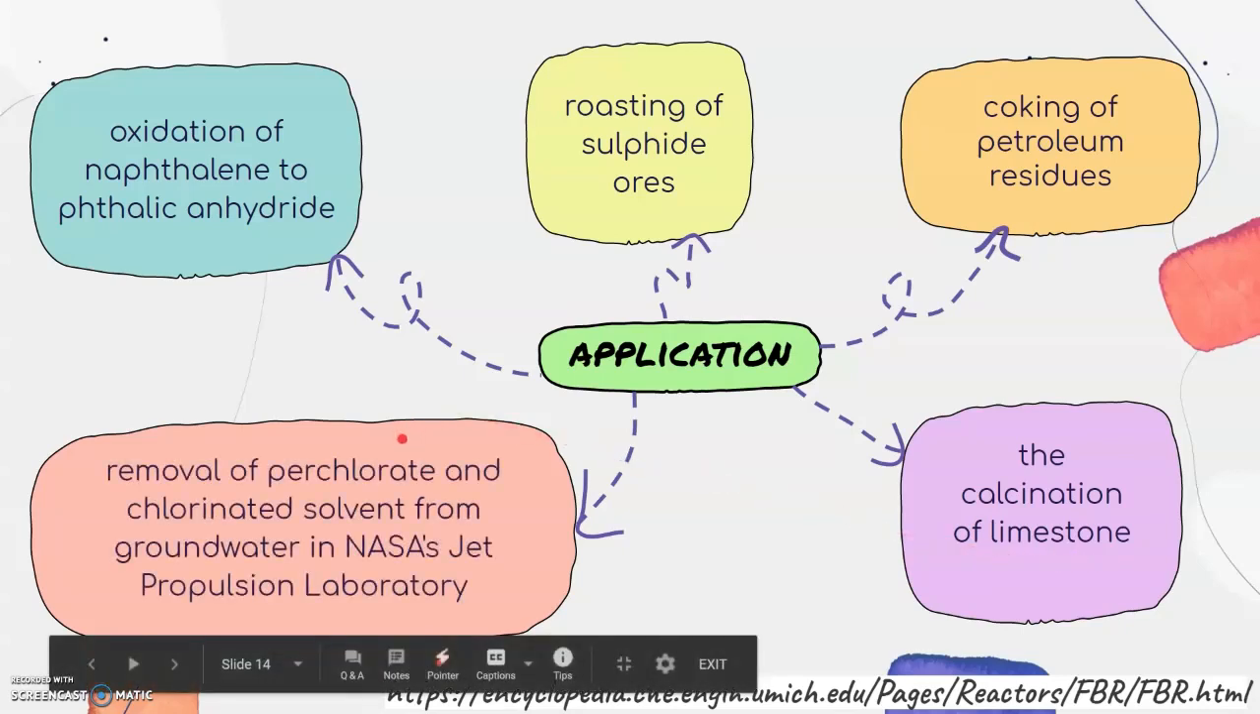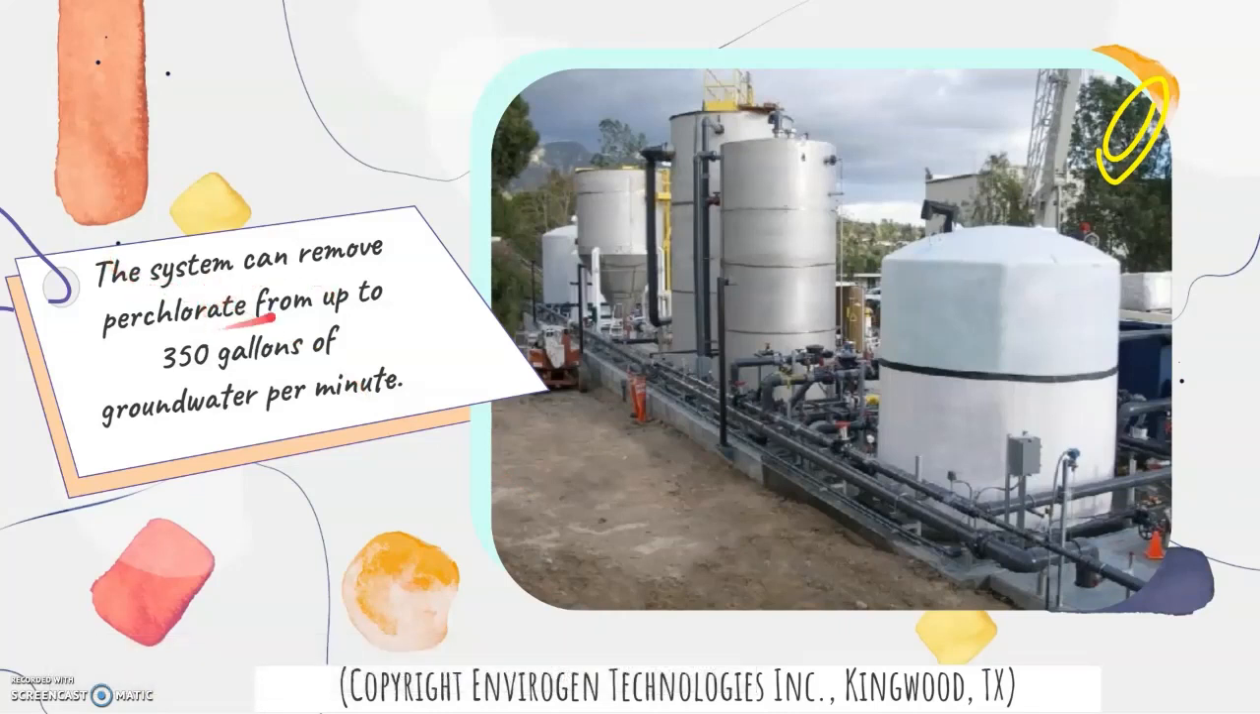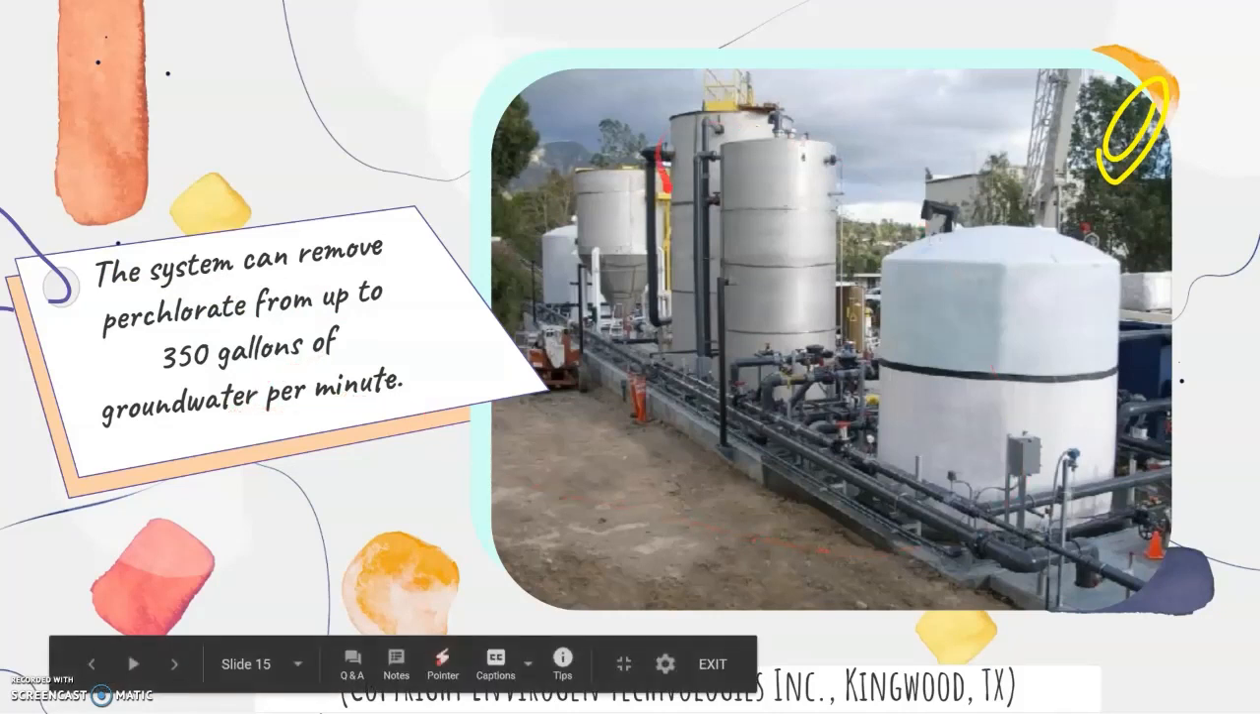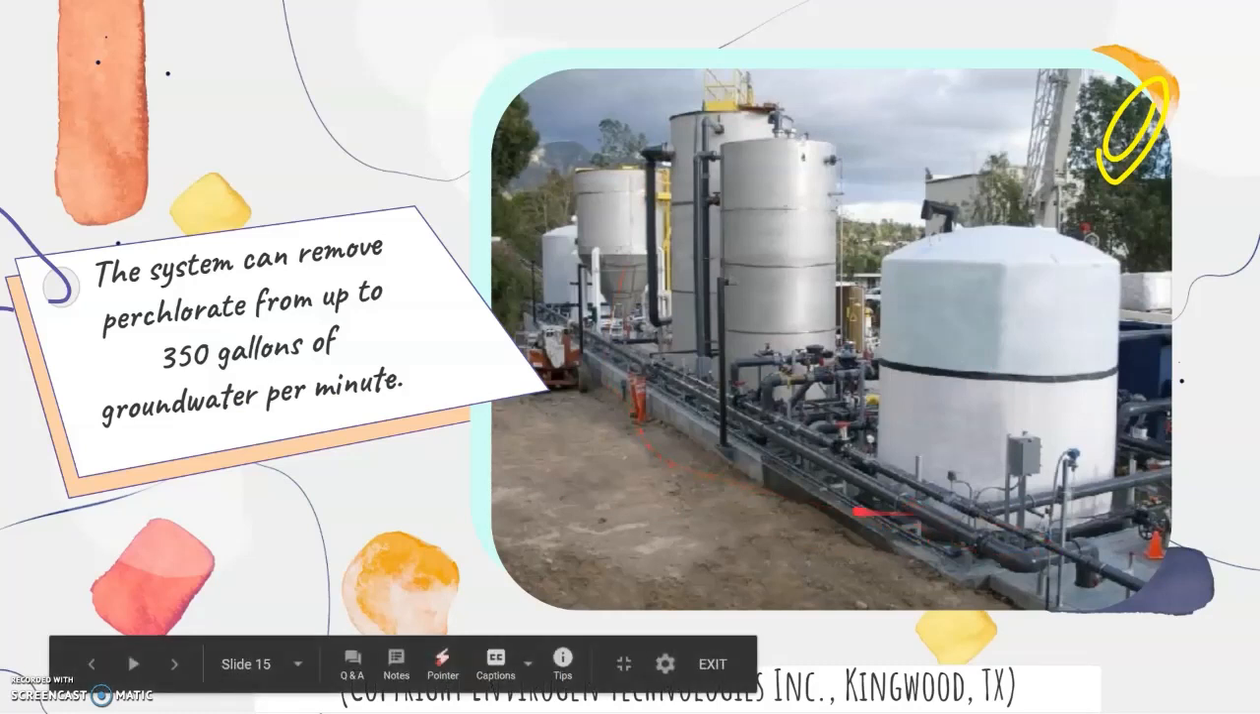And the last application is the removal of the perchlorate and chlorinated solvent from the groundwater. And this process takes place in the NASA Jet Propulsion Laboratory. The system also can remove perchlorate from up to 350 gallons of the groundwater per minute. And this is the picture of the FBR, fluidized bed reactor, in the industrial.